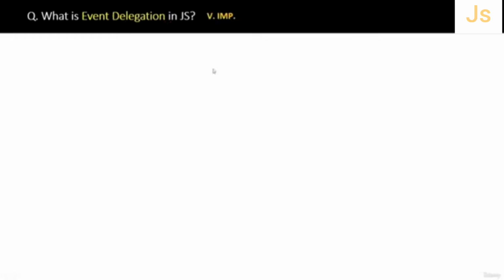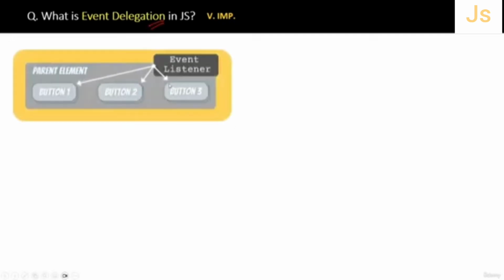What is event delegation in JavaScript? Very good question. In short, if you have a parent element in your HTML, and you handle the event of the parent element, then JavaScript will automatically handle the events of its child elements. Okay, automatically. So that is event delegation. So basically the parent is delegating something to the child.